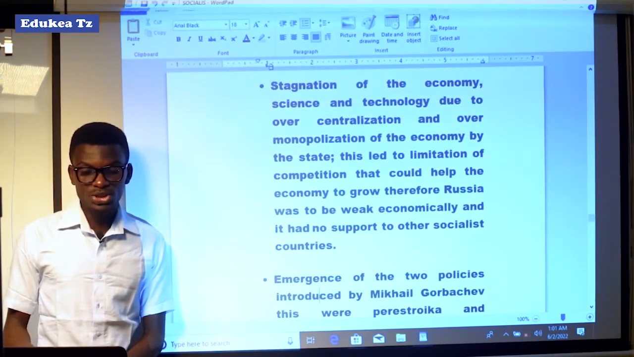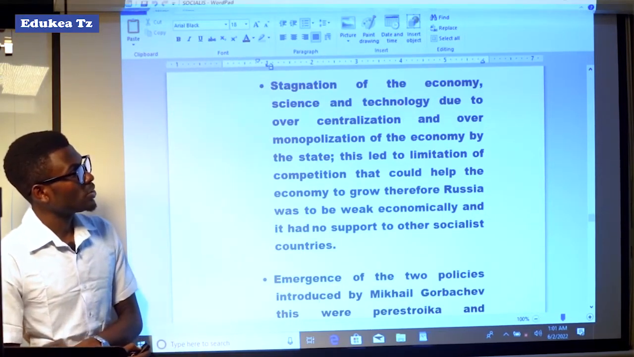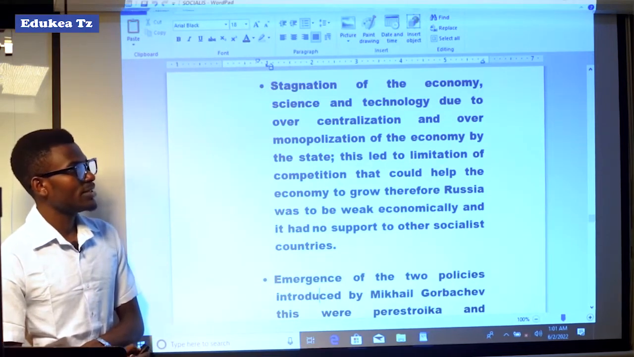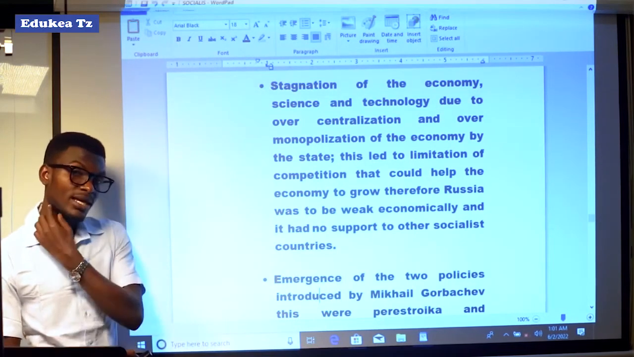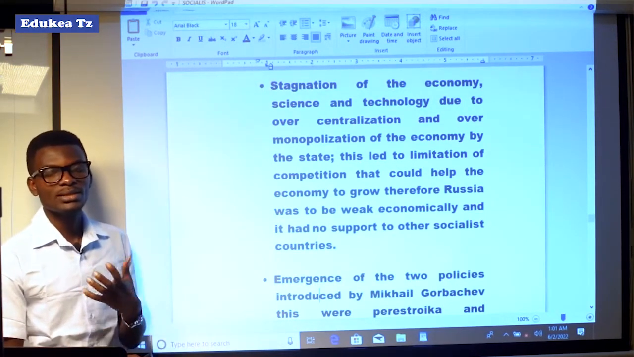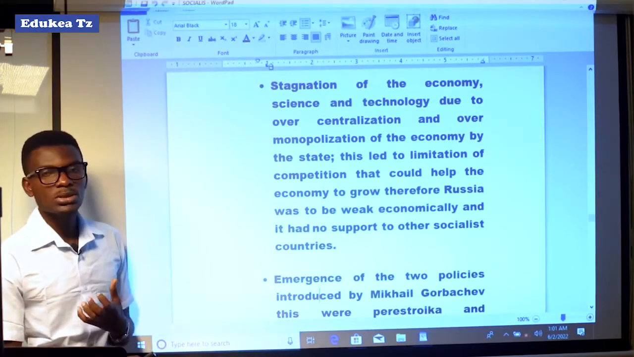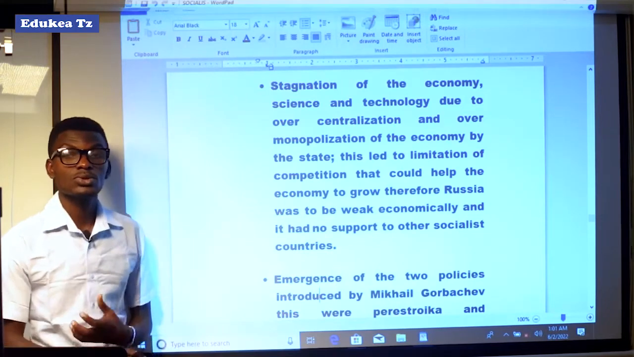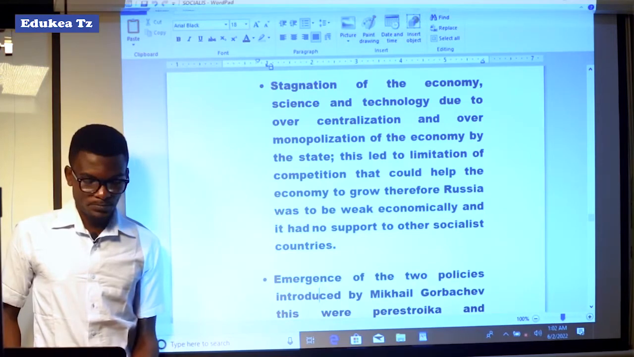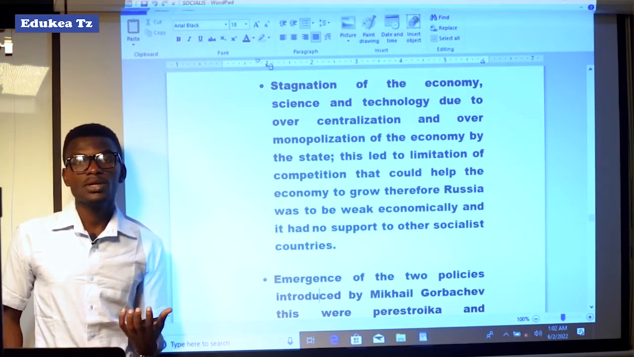Another reason was the stagnation of the economy. That is, the stagnation of the economy, science and technology, due to the over-centralization and over-monopolization of the economy by the state. After the Russian Revolution, the economy of Russia was centralized in the hands of the state, and science and technology was conservative, meaning it was not changing.